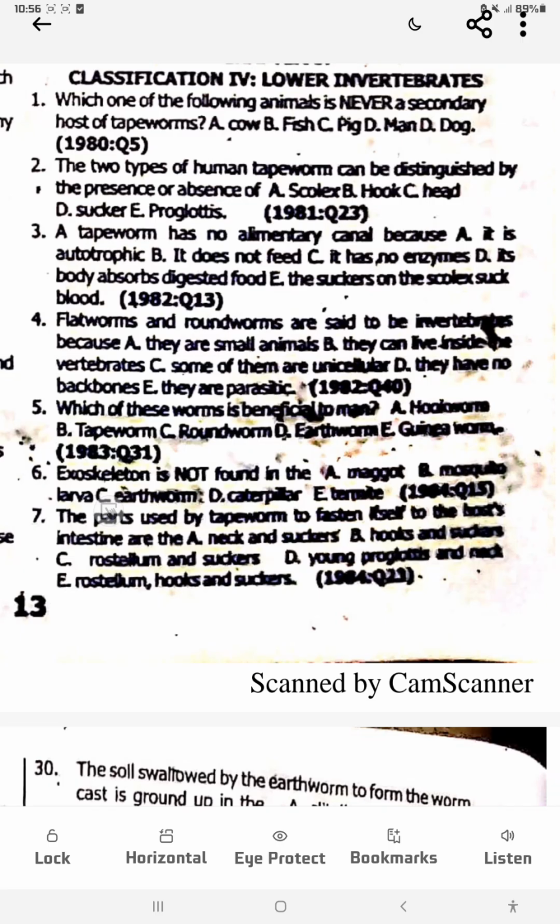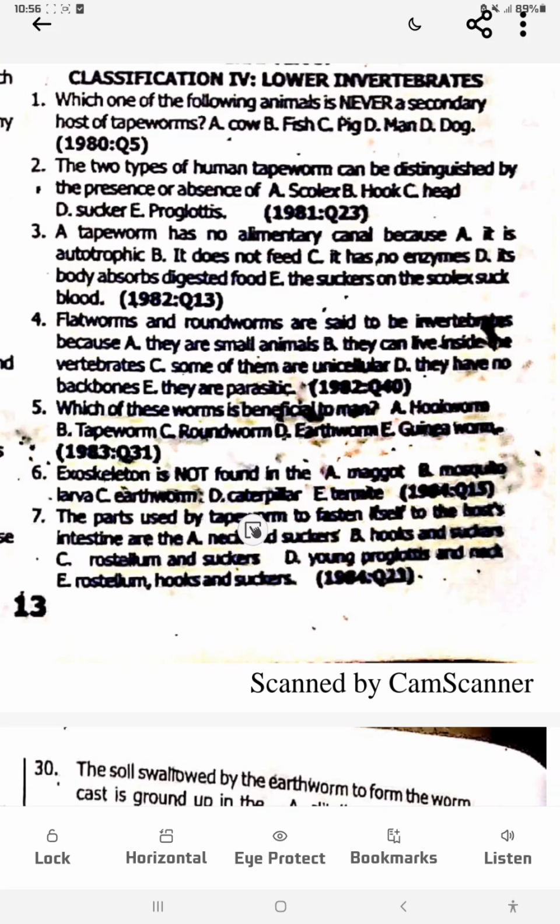Insects have exoskeleton. Then lastly, vertebrates have endoskeleton. We humans, your goat, your chicken, have endoskeleton. So man has endoskeleton. Earthworm has hydroskeleton. Insects, like cockroach, have exoskeleton. So when they say exoskeleton is not found in, caterpillar is an insect, it has exoskeleton. Termite has exoskeleton. Mosquito too has exoskeleton. But earthworm has hydroskeleton.